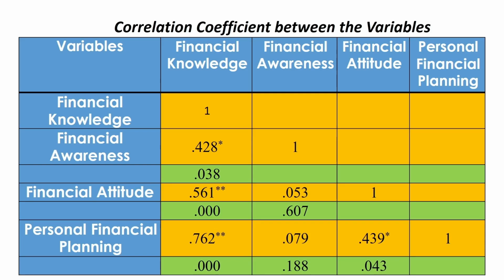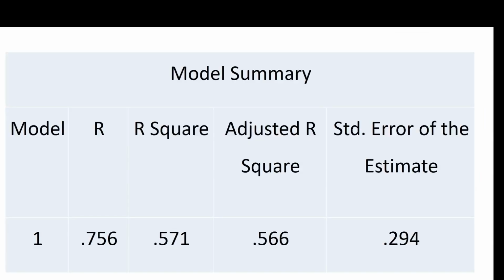relatively weak association. As per the results of model summary, the summary indicates a strong overall relationship between the independent variables and personal financial planning, as indicated by capital R 0.756. The R-squared value of 0.571 shows that 57.1% of the variation in personal financial planning is explained by the independent variables included in the model.